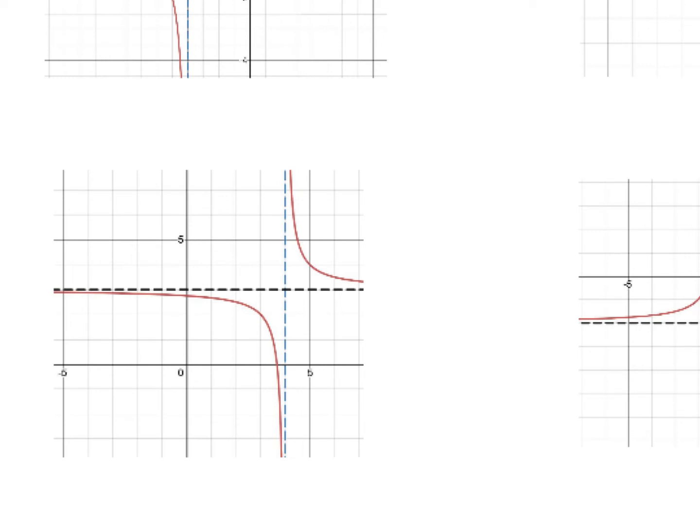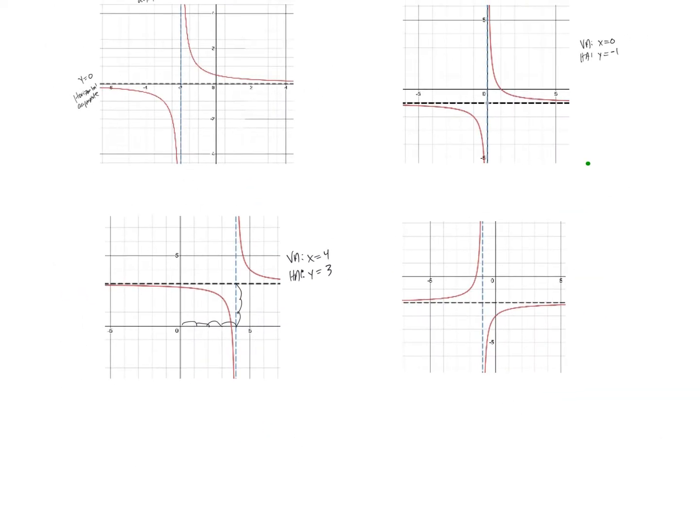For the last 2 here, you're going to notice that both of my asymptotes moved this time. My vertical asymptote looks like it moved right 4, so it moved right 1, 2, 3, 4 units. So the vertical asymptote is x is equal to 4. And my horizontal asymptote moved up 1, 2, 3 units, so it's y is equal to 3. Notice on this one, we had a double transformation. We had to move right, and we also had to move up.